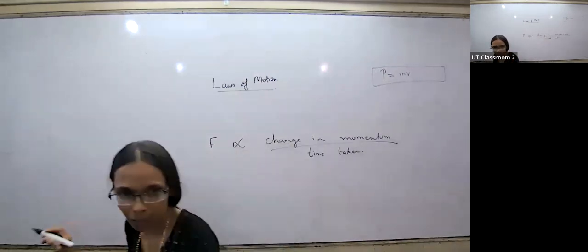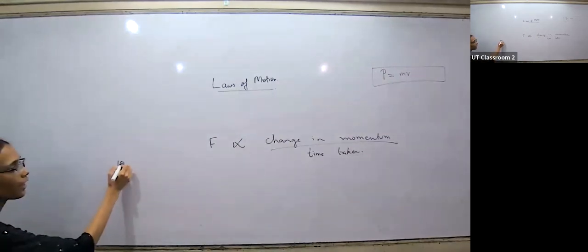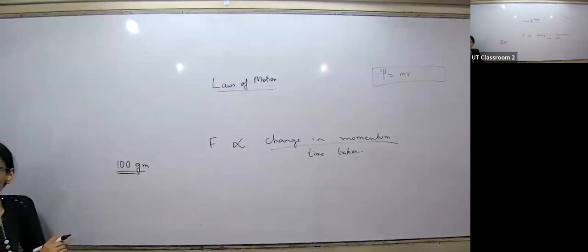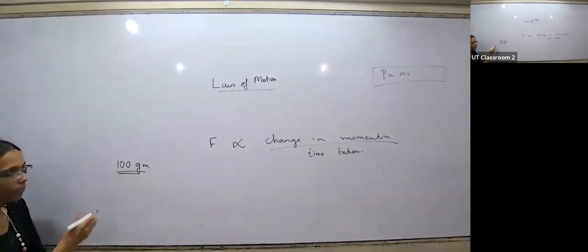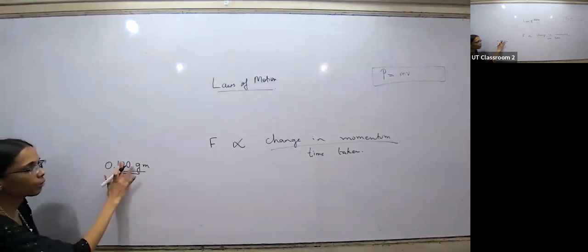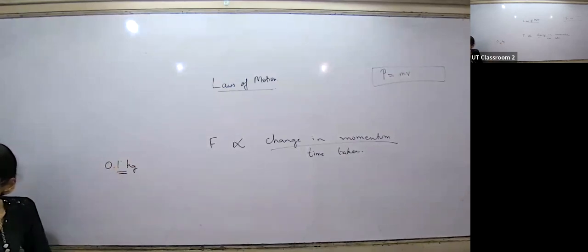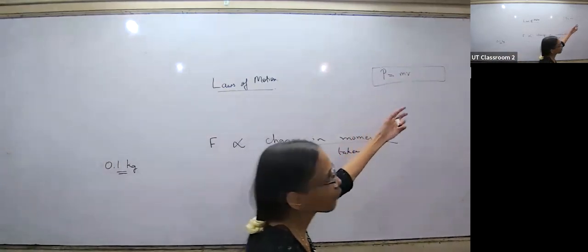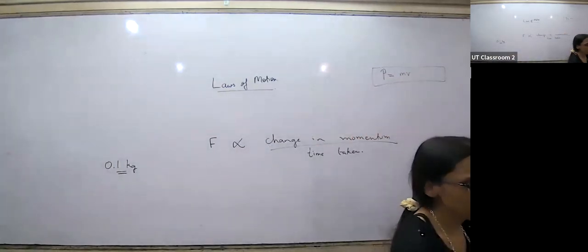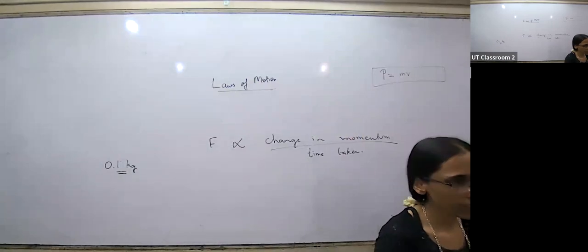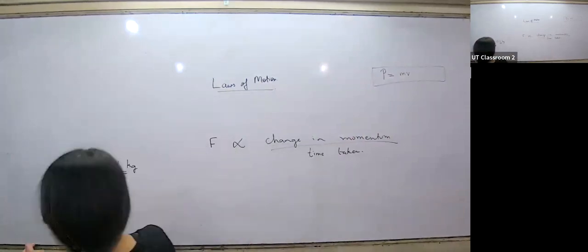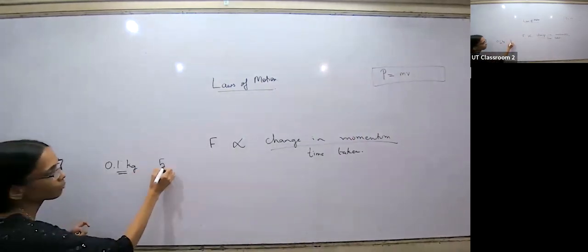Let's take some approximate numbers. Let's say 100 grams. 100 grams, let's convert it into kg, what is the value? 0.1, because we divide by 1000. 0.1 kg. Okay? Everybody is fine? Now let's say by the time it is coming from that point to here, its speed increases or decreases? Increases. And when it hits your hand, let's just take some random value. Let's say that when it is hitting your hand, its speed is 5 meters per second.